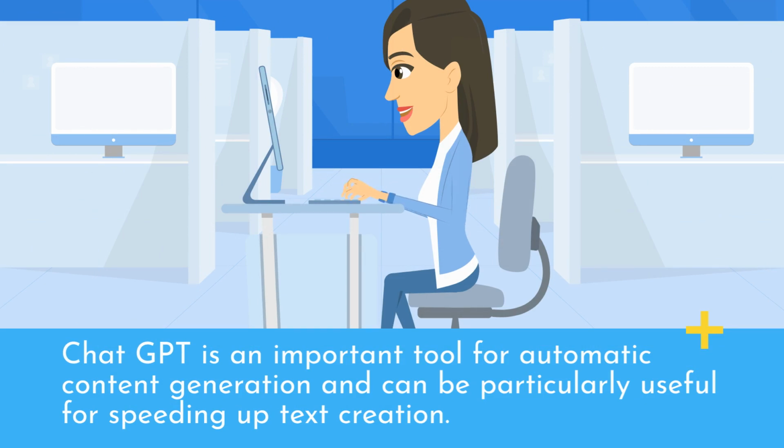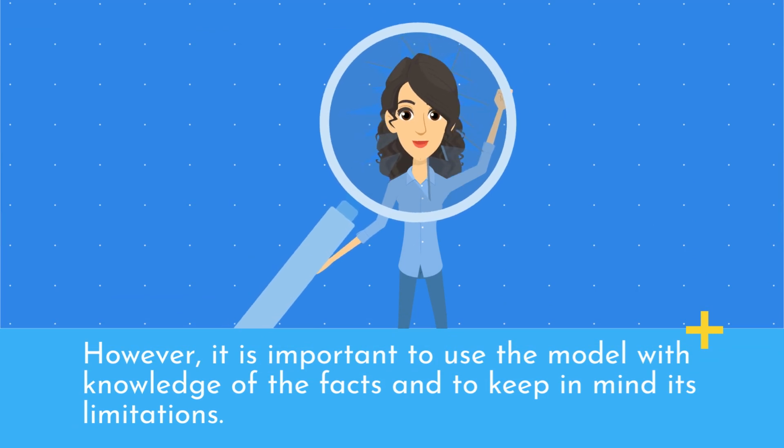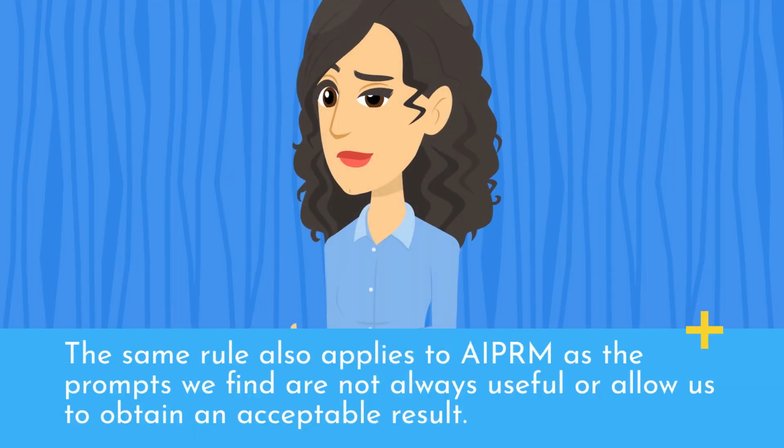ChatGPT is an important tool for automatic content generation and can be particularly useful for speeding up text creation. However, it is important to use the model with knowledge of the facts and to keep in mind its limitations. The same rule also applies to Apron, as the prompts we find are not always useful or allow us to obtain an acceptable result.